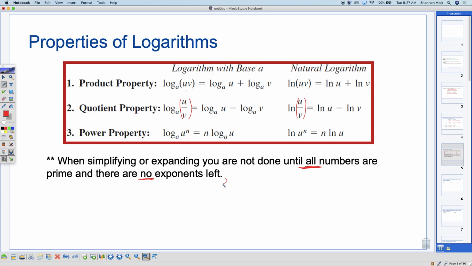So when I multiply, what do I do? Add. When I divide, I subtract. When I have a power, I multiply. It comes out front and I multiply. And I'm not done till all numbers are prime and there are no exponents left or no rules left to do. So you got to do it all. And is there any difference between simplifying and expanding? No. Nope. None.